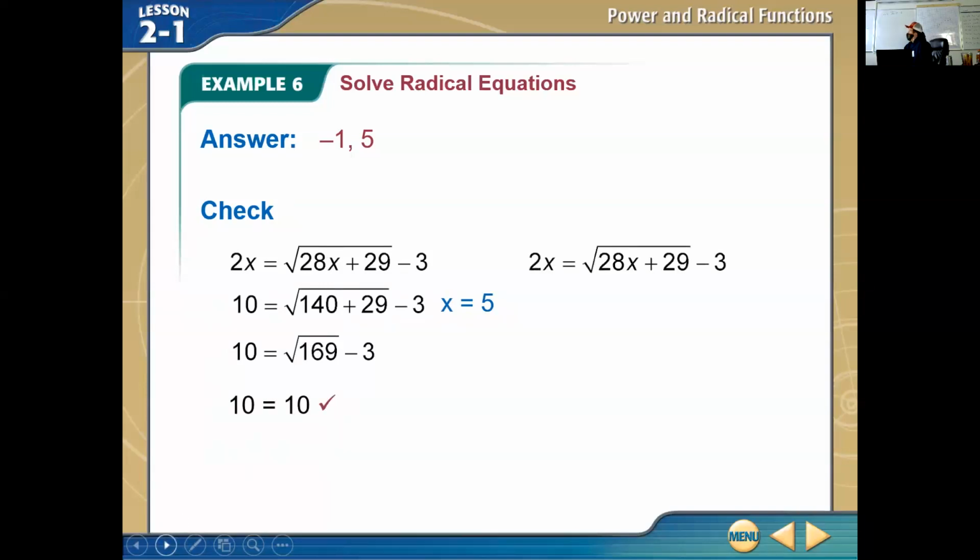They plug in negative 1. So 2 times negative 1 is negative 2. Negative 28 plus 29 minus 3. Square root of 1 is 1. So both of these check out. Neither one of these is extraneous. You will know if you have an extraneous solution because these will not balance out. That's the definition of them being extraneous.